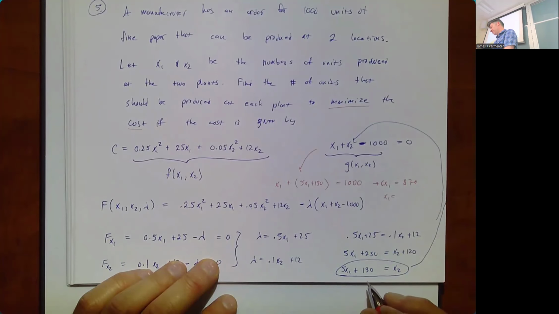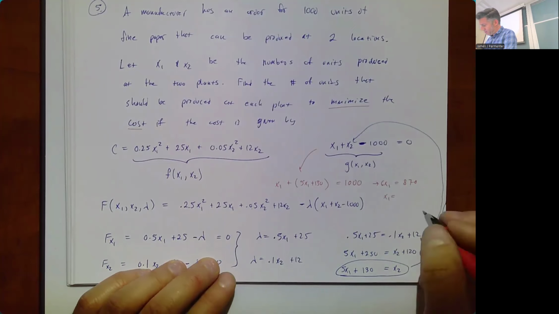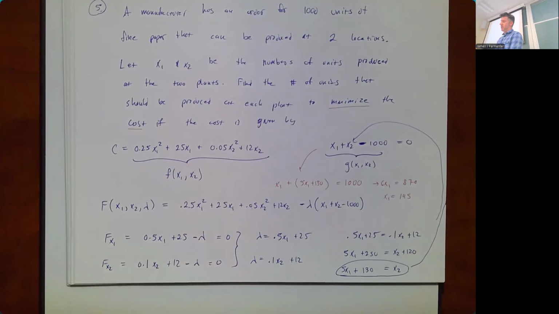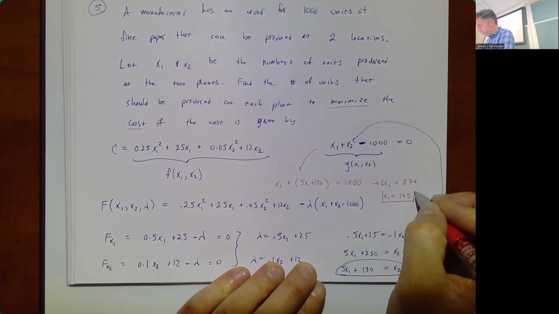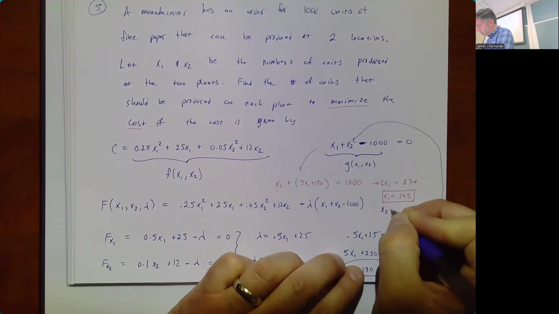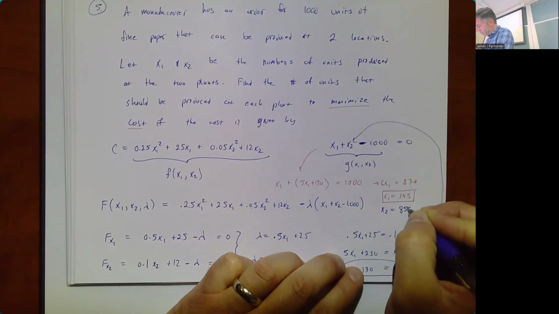I should know what that is. I think it's 145. Yeah, that seems right, because if you multiply 6 times 150, you get 900. So yeah, that's right. So x1 is 145, which means then that x2 has to be the rest. x2 is going to be 1,000 minus 145, which is going to be 855.